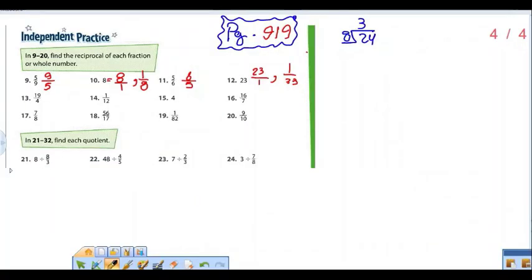Exercise 21, find each quotient. Quotient is the answer of the division equation. Okay, here we have 8 divided by 8 thirds. Let's solve it by the inverse operation of division, which is multiplication. Keep the dividend, change the division to be multiply, and flip and find the reciprocal of 8 thirds.